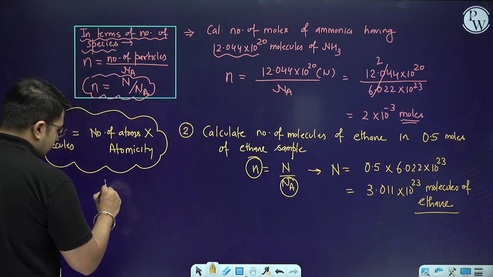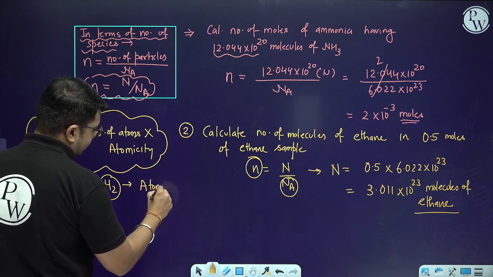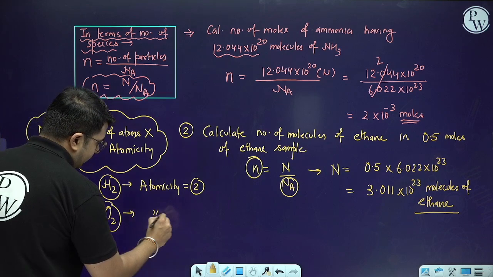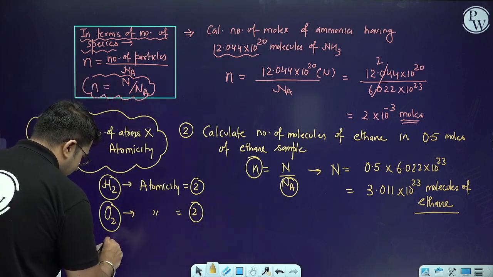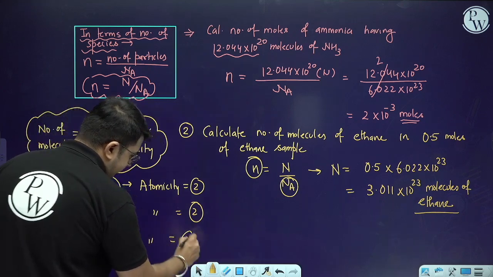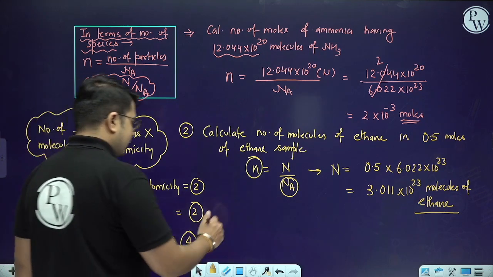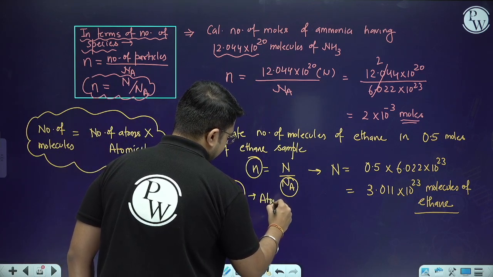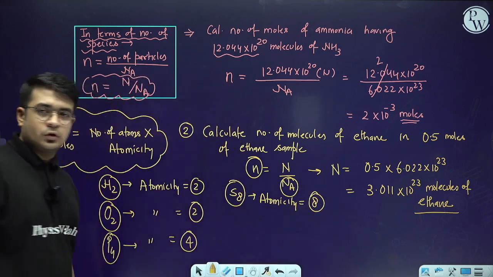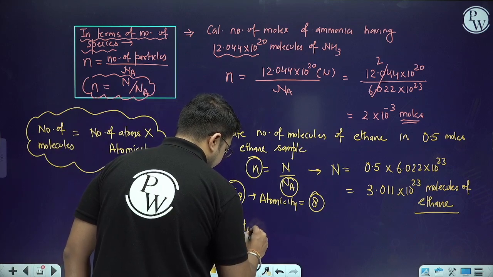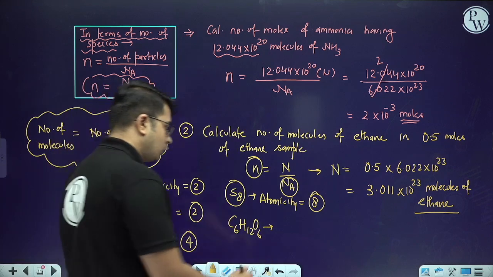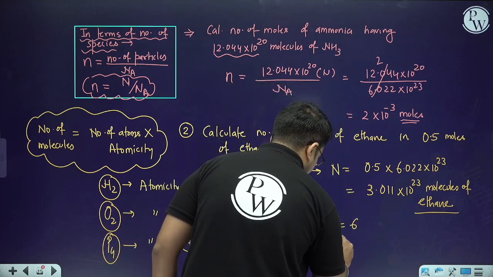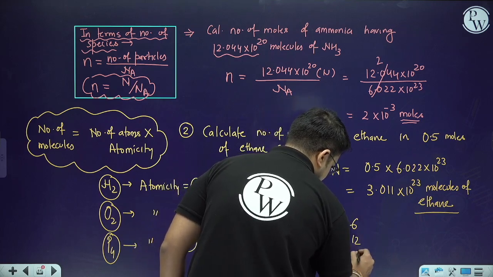For example, if I talk about hydrogen, the atomicity is actually 2. You can see in one molecule 2 atoms of hydrogen are present. In the case of O2, again the atomicity is 2. Very interesting. In the case of, let's say, P4, the atomicity is actually 4. So basically the number of atoms present in one molecule. If I talk about solid sulfur, S8, the atomicity is actually 8. Now let's say I'm talking about C6H12O6. Three different atoms are there, so the atomicity of carbon is 6, atomicity of hydrogen is 12, atomicity of oxygen is again 6.